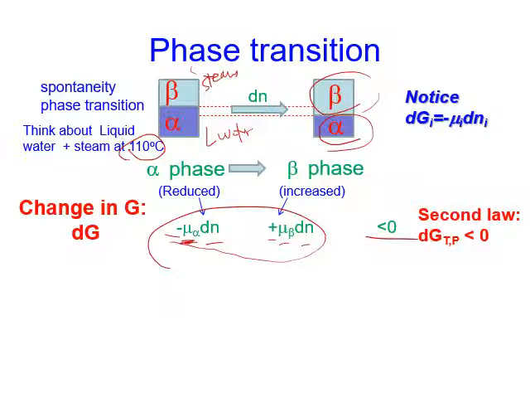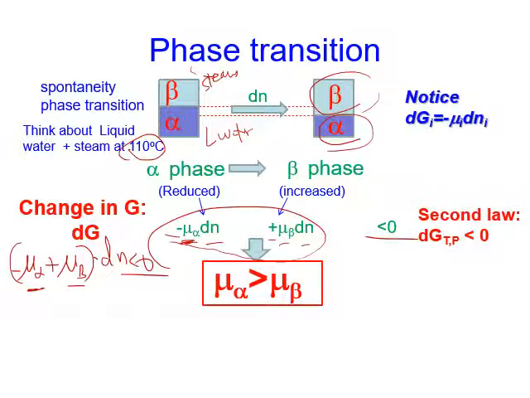So how do you ensure this is less than 0? We have negative alpha phase chemical potential plus beta phase chemical potential, times dN, less than 0. So for this to be true, the chemical potential of alpha must be greater than beta. So the negative part is more than the positive part, and the total Gibbs energy will be less than 0.